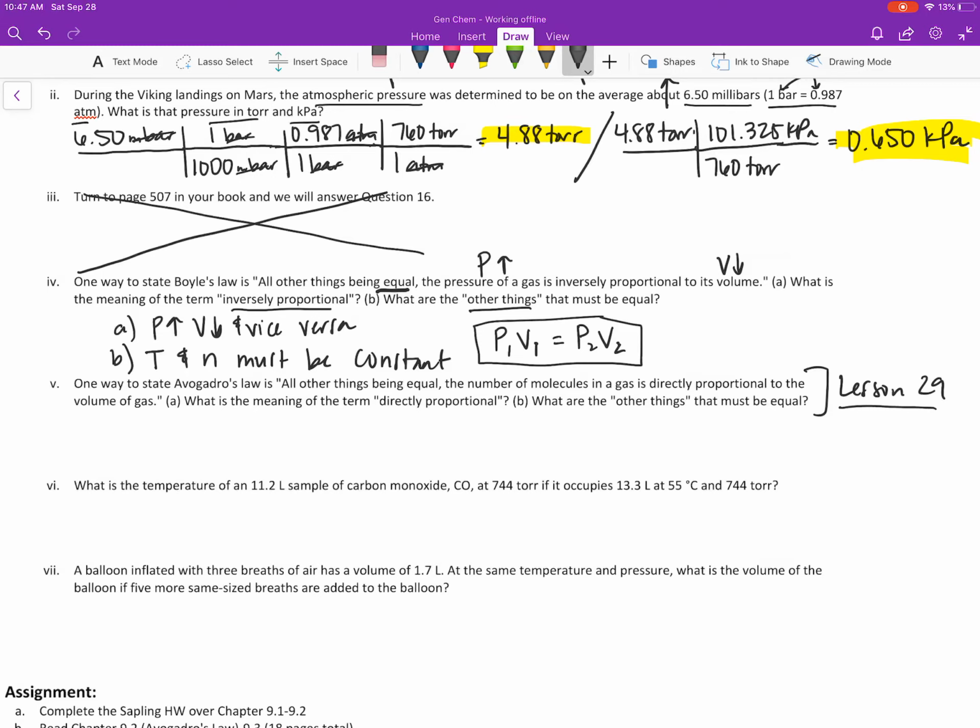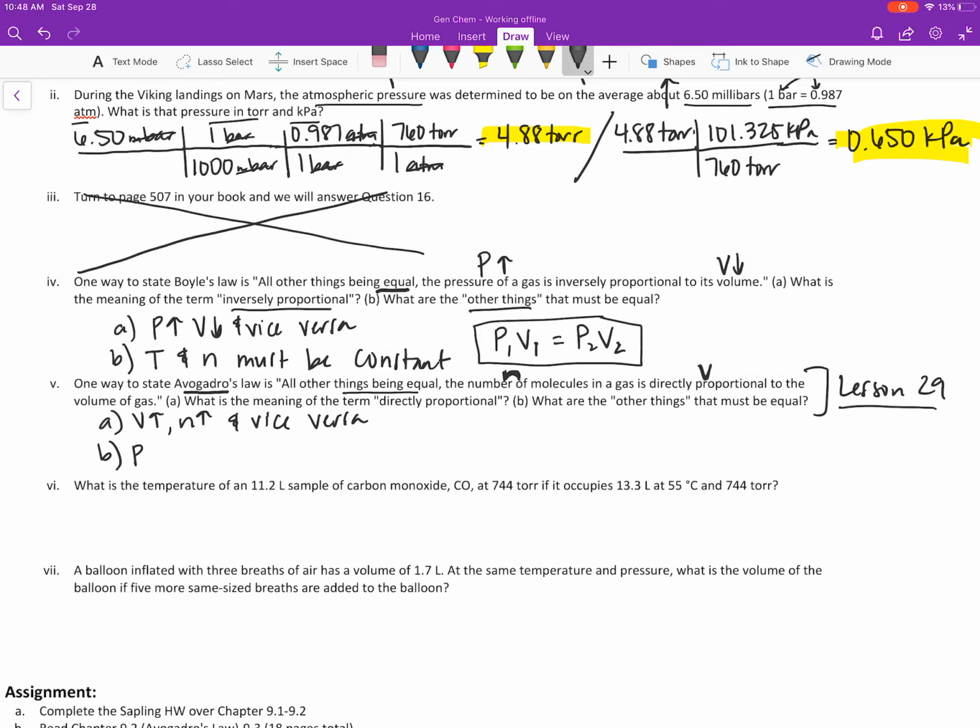But this will be on lesson 29, but we can go ahead and break apart this question. It says one way to state Avogadro's law is that all things being equal, the number of molecules, so N, in the gas is directly proportional to the volume. We've already seen ones that have directly proportional. So what does that mean? It means that as the volume increases, the number of moles increases, and vice versa, meaning they decrease together as well. And then it says, well, what is the meaning of all things that must be equal?